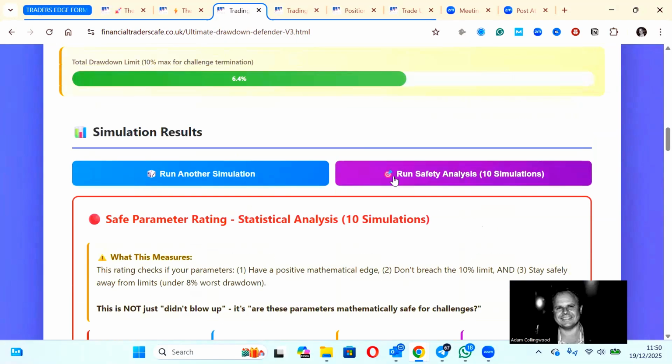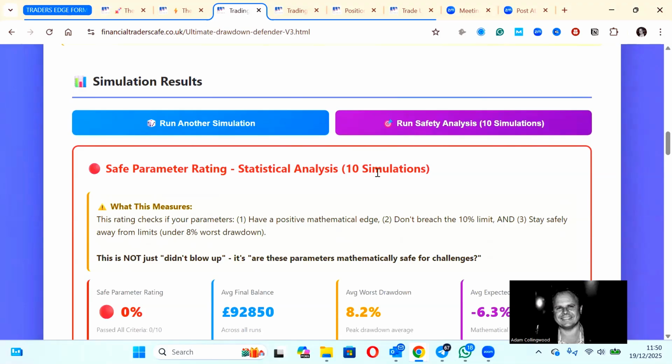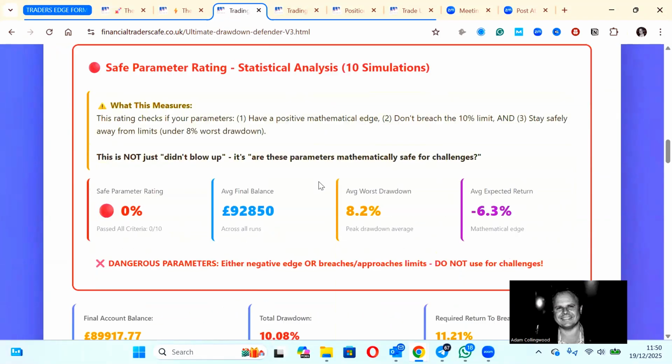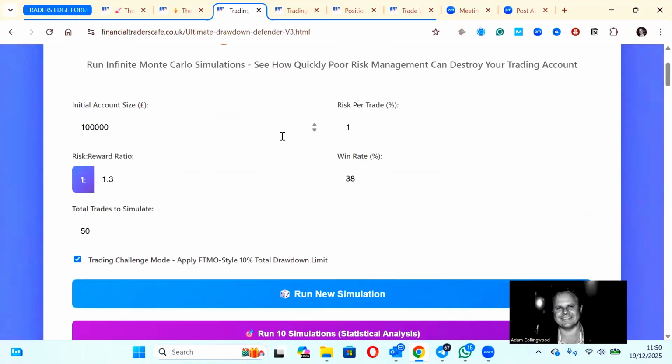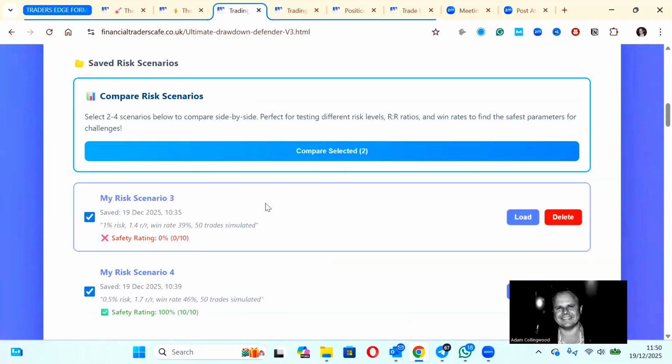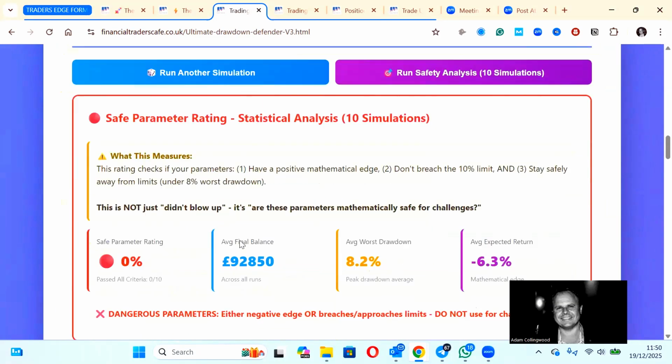So basically there's 2 tabs here. The run safety analysis is saying statistical analysis across 10 simulations, you will fail the challenge. 0%. You will never, ever pass the challenge with these metrics at the top there. It's just not going to happen on 38% win rate, 1.3 risk reward. If you did 50 trades, sorry, my friend, you have failed every single time.